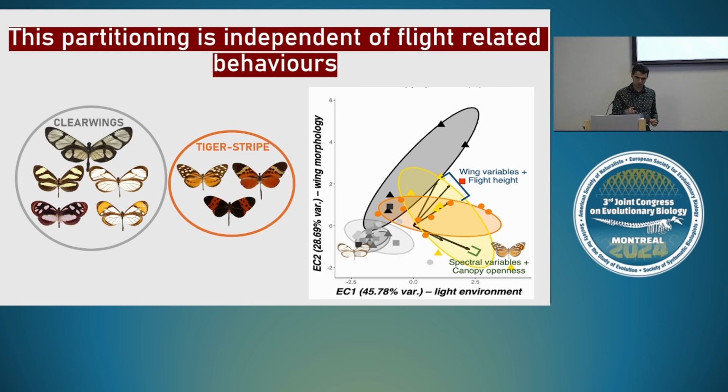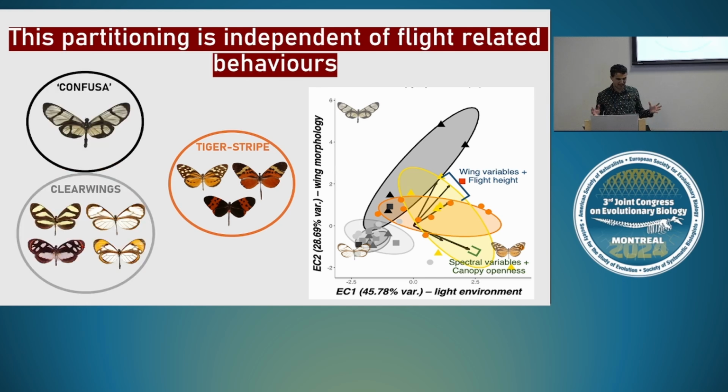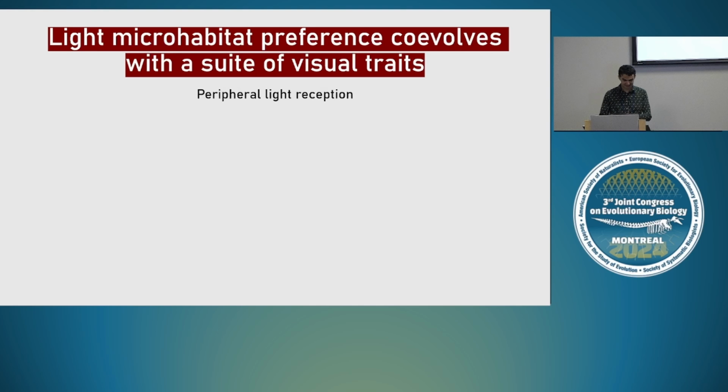And then there's this weird clear wing mimicry ring, which is aptly called confusa, which segregates along the wing morphological axis, which is why we treated that as a separate, what we call a mimetic cluster in our future analyses, because of its drastically different wing morphologies. So we then collected a bunch of visual traits.